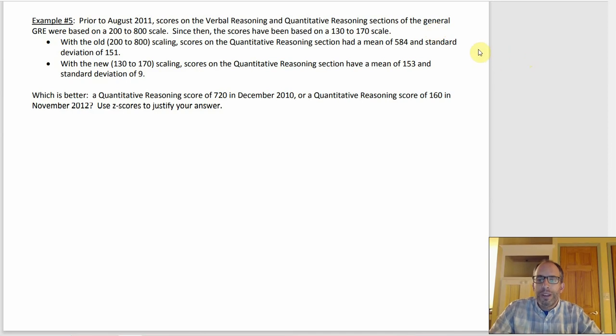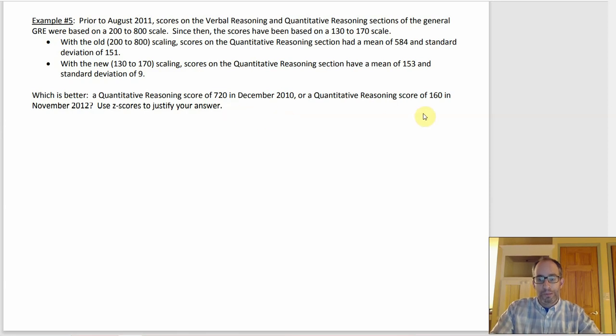So the means and standard deviations are readily, publicly available. These are easy to get, the population mean and standard deviation for the GRE scores before and after this unusual change of scoring system. But clearly you couldn't compare values directly. So let's say you had a couple of people who took the GRE, but one of them took it before the switch and one took it after. So what's better? 720 on the quantitative reasoning section in December 2010, or 160 on the quantitative reasoning section in November 2012?